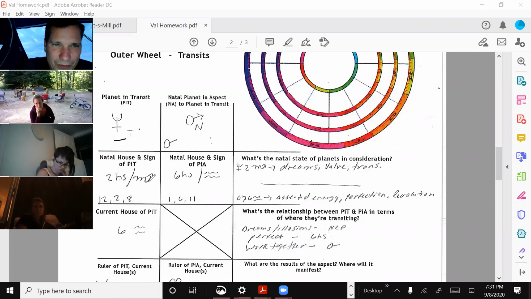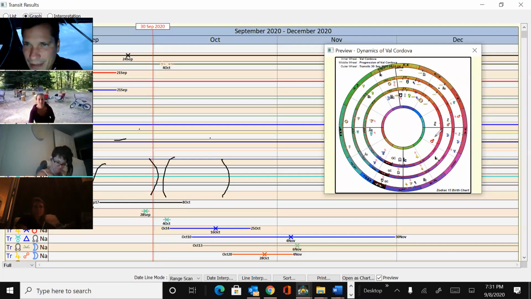Natal Neptune was in the 2nd house of Scorpio. That's right. Mars was in your 6th house in Aquarius. So Mars was already about action and work, right? You see that? Yep. And if you look at your natal chart, there's Mars in action, ready for action. Wait a second.